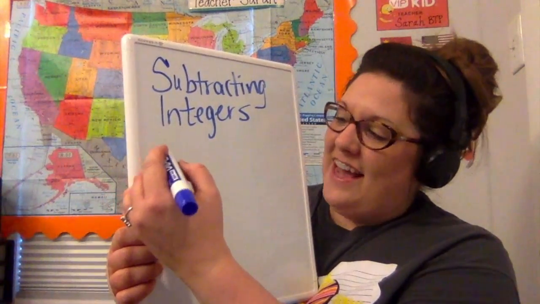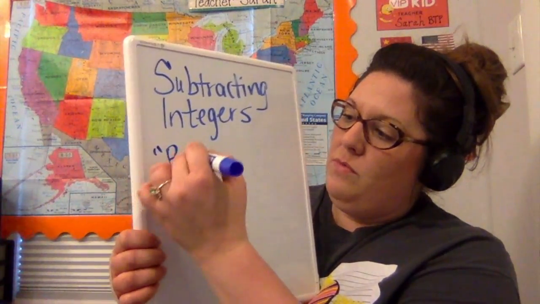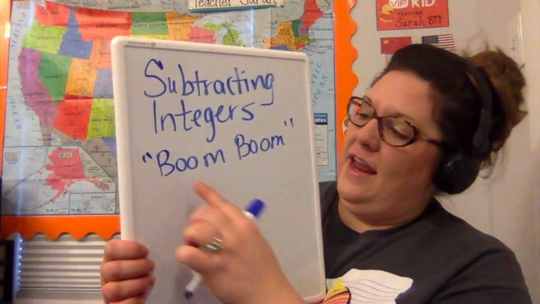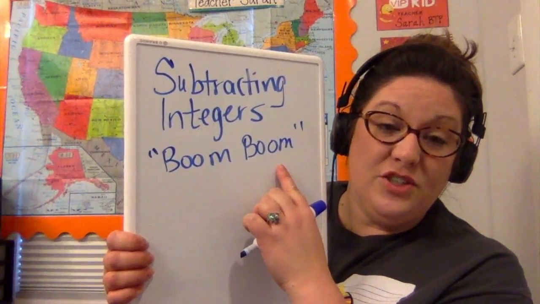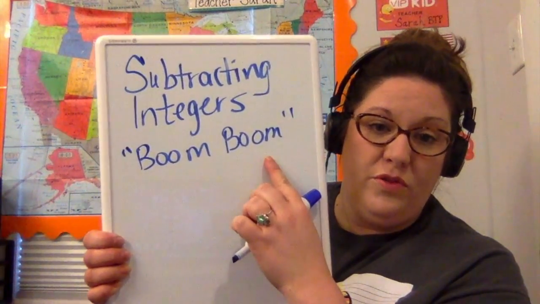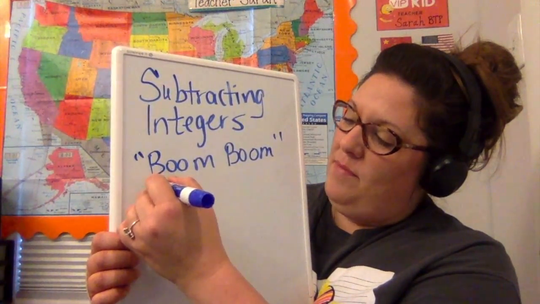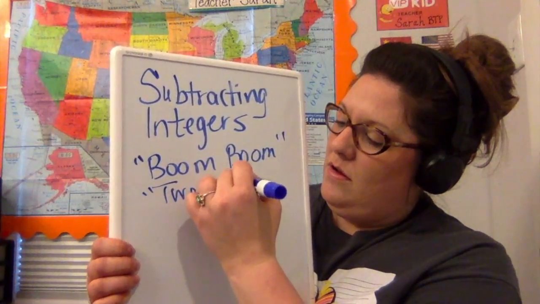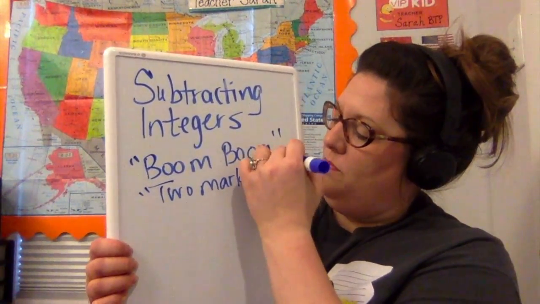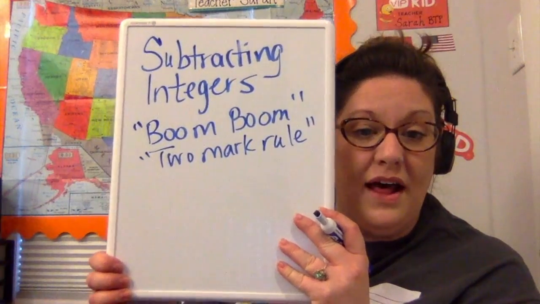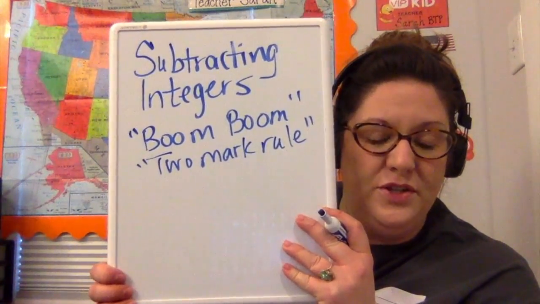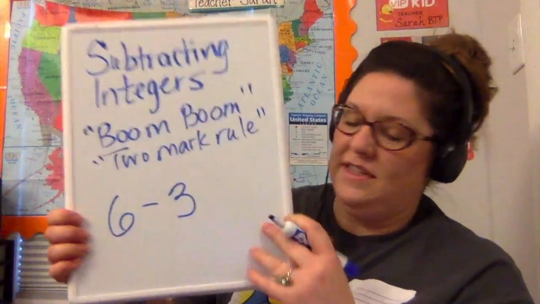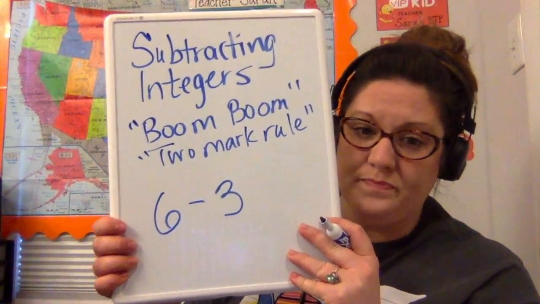When I taught this, I used the phrase boom, boom. Boom, boom is because we're actually going to make 2 marks as we work through the process. Sometimes in the book that I taught from, this was called the 2-mark rule. So we're going to do a few examples and apply the 2-mark rule, or boom, boom, to the problems.